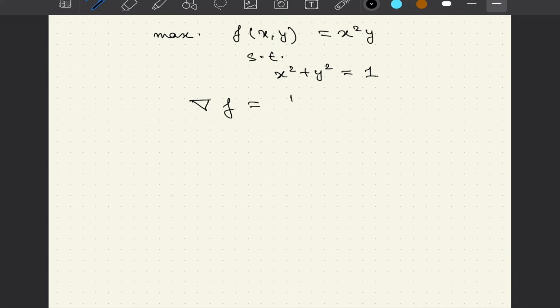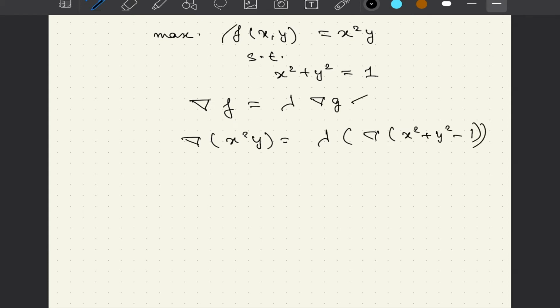Before we go ahead, let us quickly solve a numerical example, the same example that we were looking at, and try to find the full solution using Lagrange multipliers. Here the question is: maximize f(x,y) equal to x square y, subjected to the constraint x square plus y square equal to 1. First of all, we will impose our condition that del f should be equal to lambda times del g, or del of x square y should be equal to lambda times del of x square plus y square minus 1, because our constraint is g and our function is f.